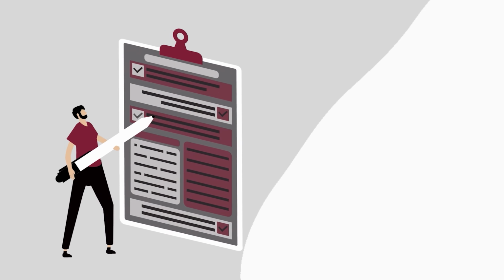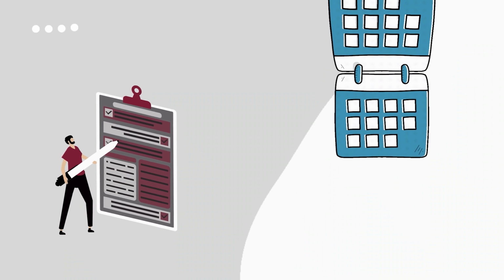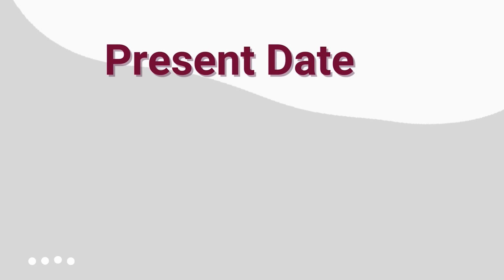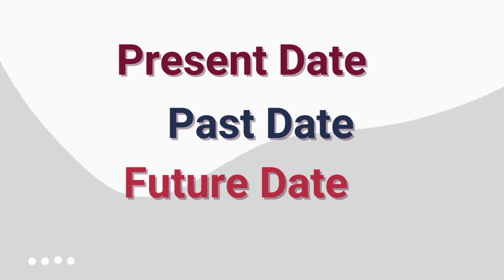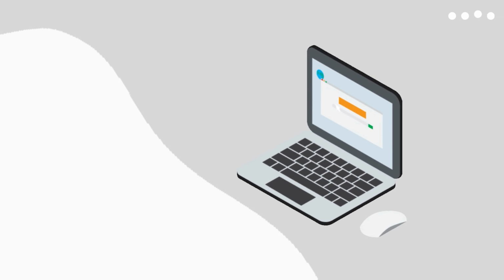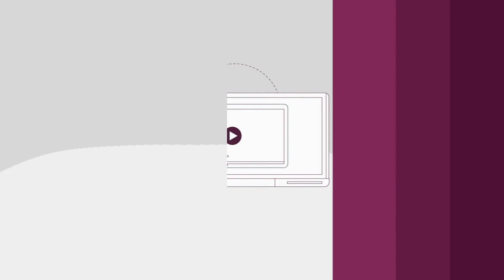In this video, I will show you how to get date in bash, that is, how to use the date command in bash to get present date, past date, and the future date. Also, I will show you how to use specific format specifiers to format date and also create timestamps. So let's get started.